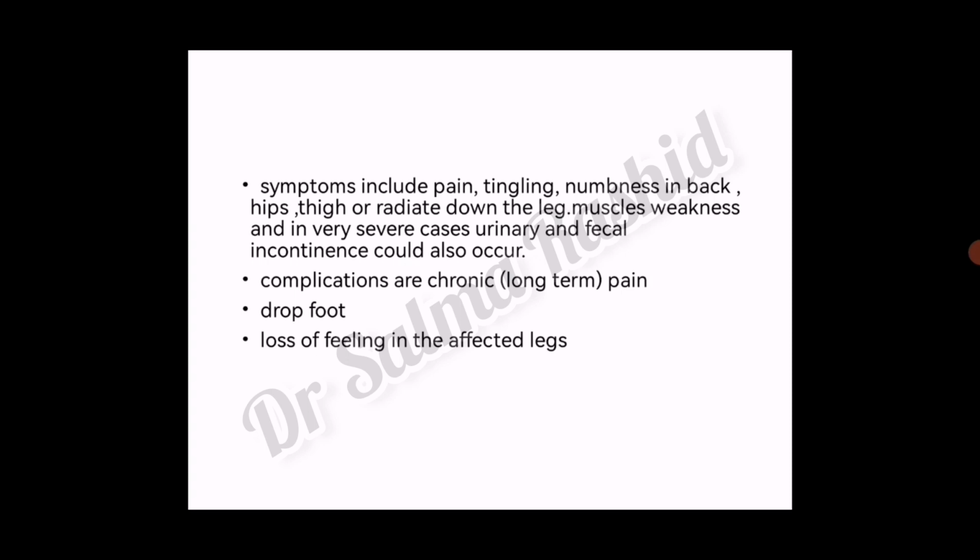As you know, the sciatic nerve has its origin from the lumbosacral region, and the bladder and bowel are supplied by the sacral plexus. So when the sciatic nerve is injured or inflamed, the sacral plexus also gets involved. So in severe cases, urinary and fecal incontinence could also occur. Complications are chronic long-term pain, foot drop due to common peroneal nerve injury, and loss of feeling in the affected legs.